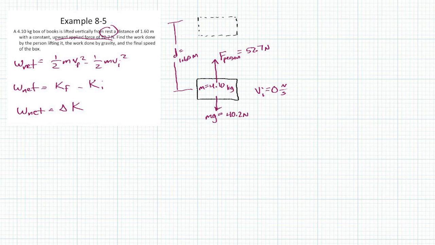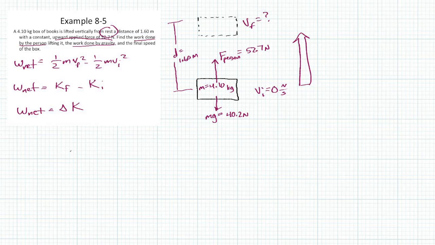So what are we trying to find here? We want to find the work done by the person. Then the work done by gravity. And by the way, if this object is going up and gravity is acting downwards, what kind of work is gravity doing? Negative work, right? So we'll find that. And we want to find the final speed of the box when it has been moved to that displacement right there.